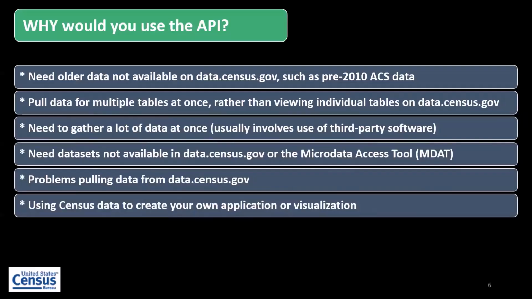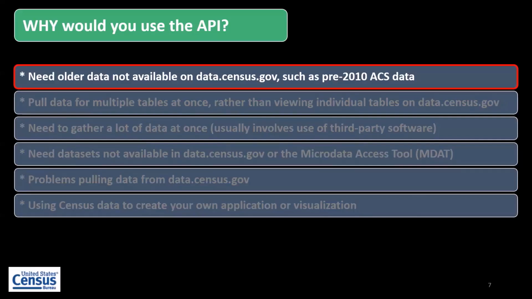So what are some reasons you would choose to go and use the API? I've included a list of a couple popular reasons we've seen from data users in the past for why they go and use the API to access their data. Some of these may be by choice, just preference for using the API, but others may actually necessitate the use of the API. And I wanted to cover one of those examples that necessitated the use of the API, and that was the first one actually on the list here. And that's perhaps if you need some older data that's not available on a site such as data.census.gov. And the example that I have here is pre-2010 ACS, or American Community Survey data.